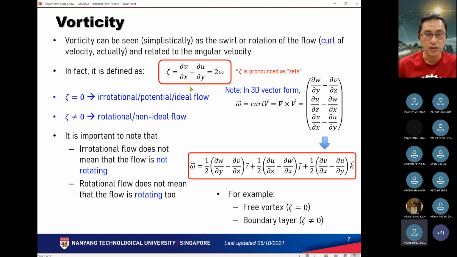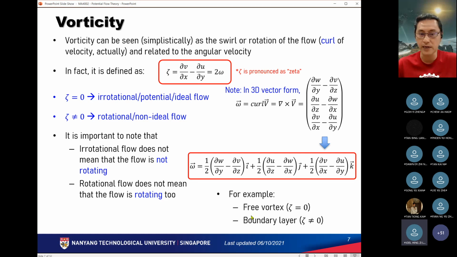Now you realize that this is in 2D terms. There's no Z term or W term. It is always possible to have a vorticity term that's defined in the 3D control volume as such. Before I end off this slide and let you go for a break, it is important to note that just because the flow is irrotational, it doesn't mean that the flow is not rotating. And rotational flow doesn't mean that the flow is rotating too. Remember, it's whether the flow is deforming as well.